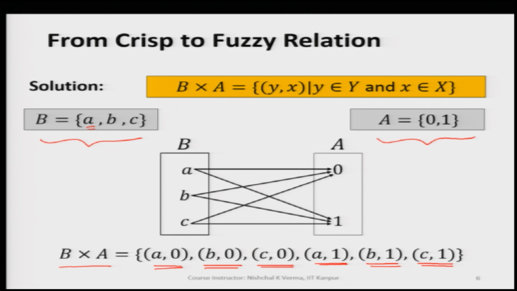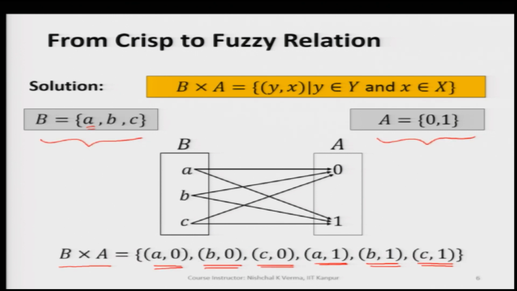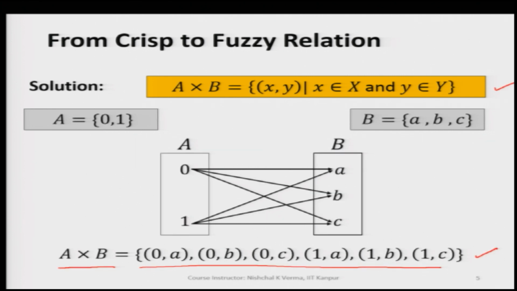So, here B cross A gives us a set of 6 pairs of elements. We can clearly say that B cross A that we have seen here is different from A cross B. The order is changed. So, that is why we can say that A cross B is not equal to B cross A.